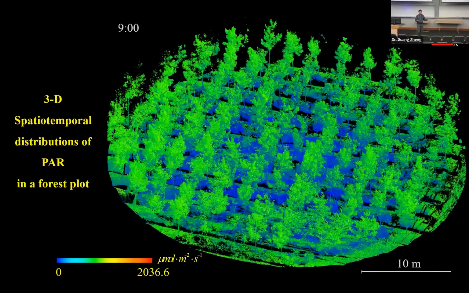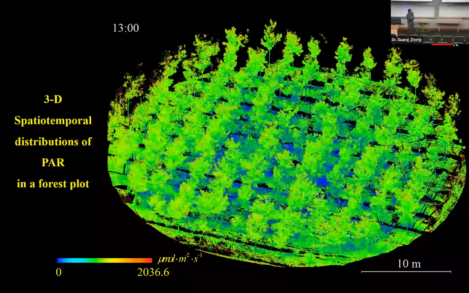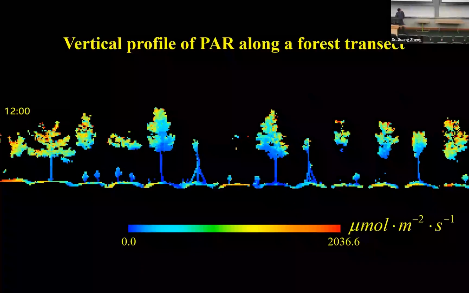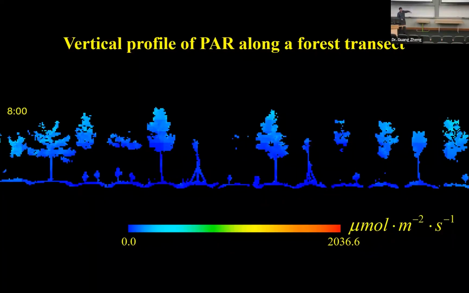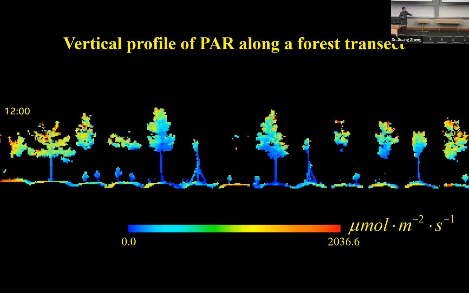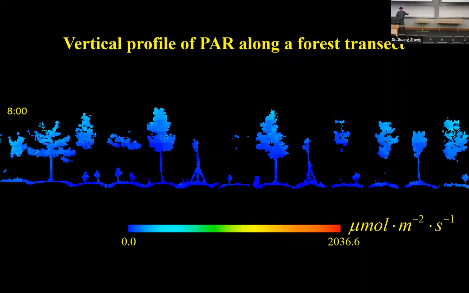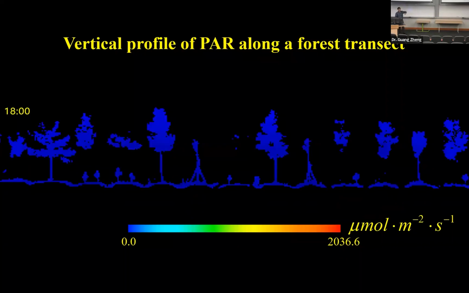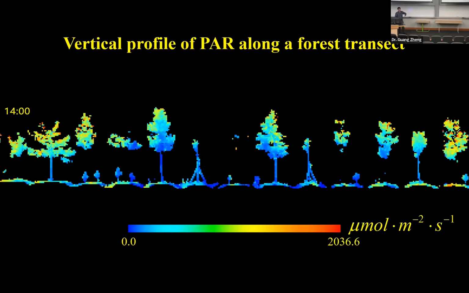We also apply this method. This is just an example of the vertical profile. We extracted it from the light transect in that plot. You can clearly see all of the gradient values along the tree height, and also the temporal variation.